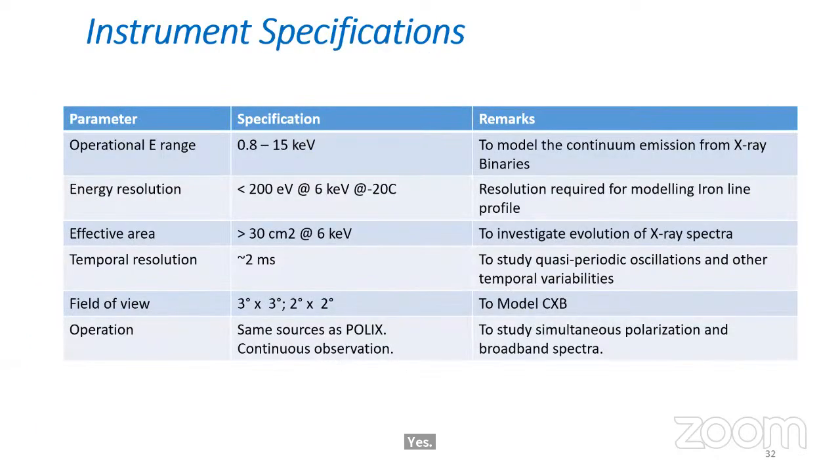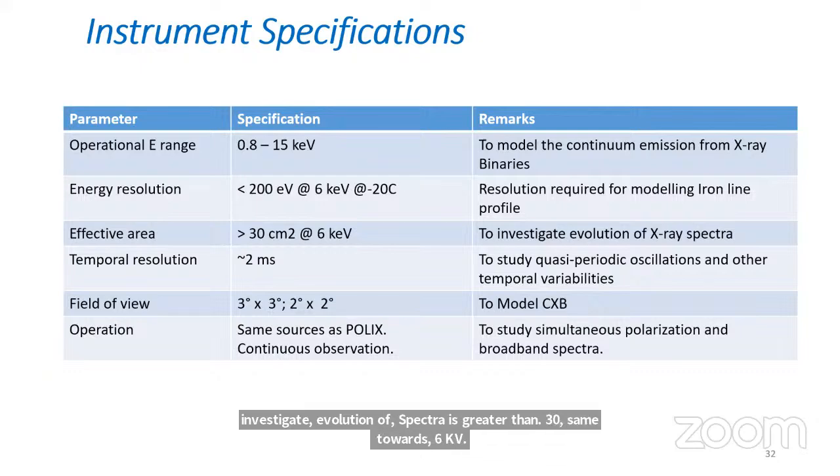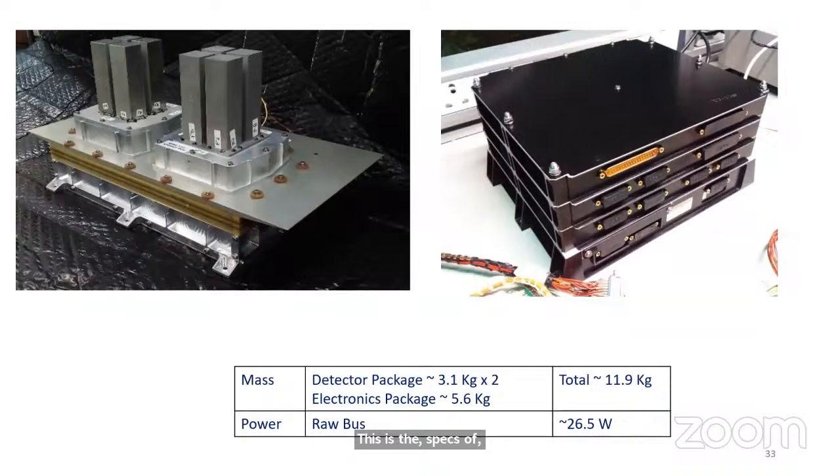There are some specifications about EXPECT operation. To model the continuum emission from X-ray binaries, the energy range is 0.8 to 15 kilo electron volt. Resolution required for modeling iron line profile is less than 200 eV at 6 keV. To investigate evolution of X-ray spectra, it is greater than 30 at 6 keV. These are the specs of EXPECT. There are some pictures of a detector and EXPECT electronics shown here.